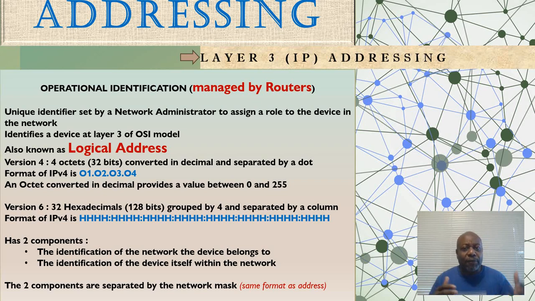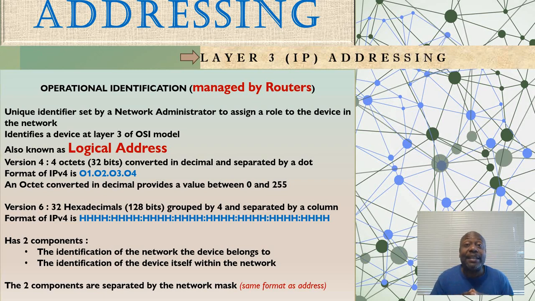And whatever version we use, an IP address has 2 components. The same way we had 2 components with the MAC address, right? You remember, on a MAC address we have 12 hexadecimals. The first 6 hexadecimals will uniquely identify the manufacturer. The last 6 will identify the device that manufacturer has made. And when we combine the 2, we get a unique MAC address.